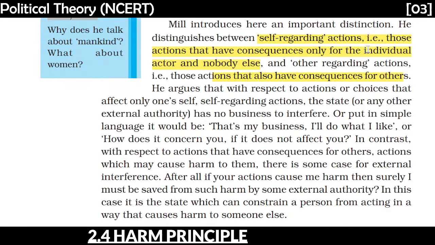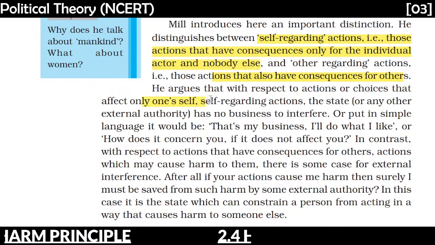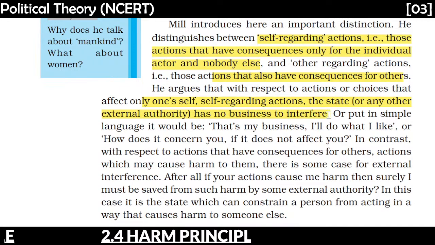First and second, he argued that with respect to actions and choices that affect only oneself, self-regarding actions, the state authority has no business to intervene.